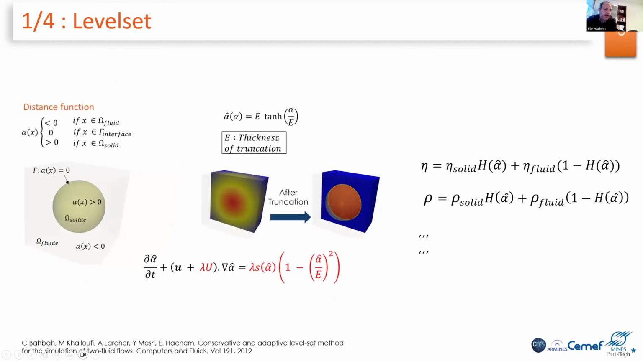And then when you have that, you can mix the property from one side to the other using the Heaviside of this function, for the density, for the thermal conductivity later, for any material properties.